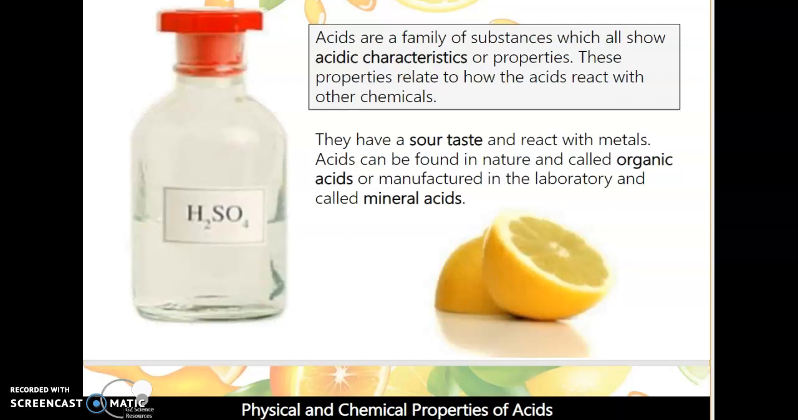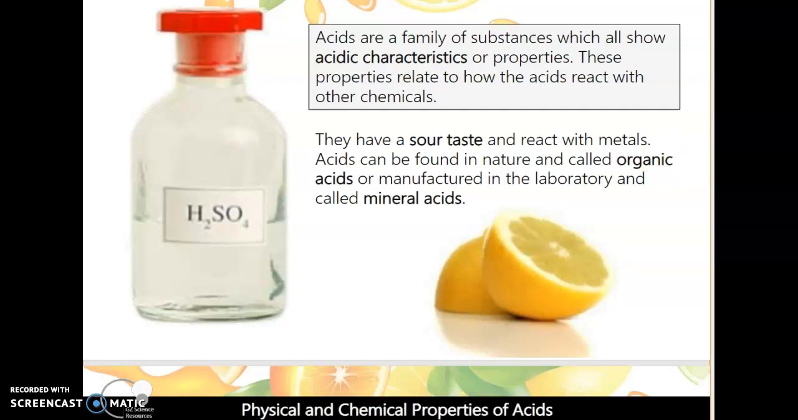The mineral acids are the acids that we find in the lab. You see the bottle next to it there, that's got H2SO4, that's sulfuric acid. We call that a mineral acid because it's something that's been made out of minerals.